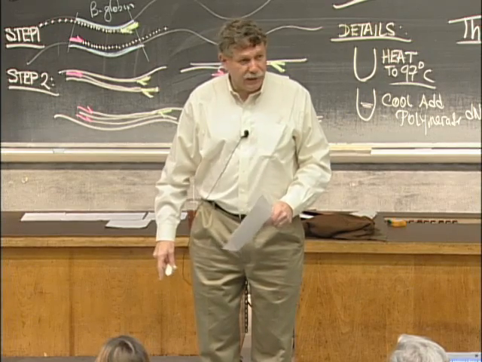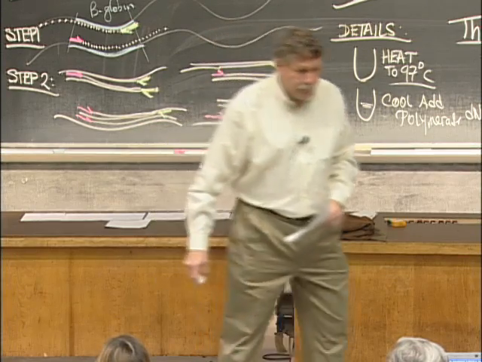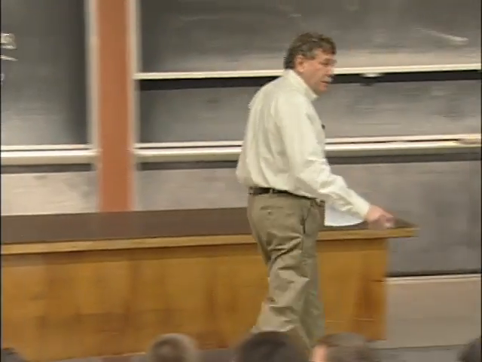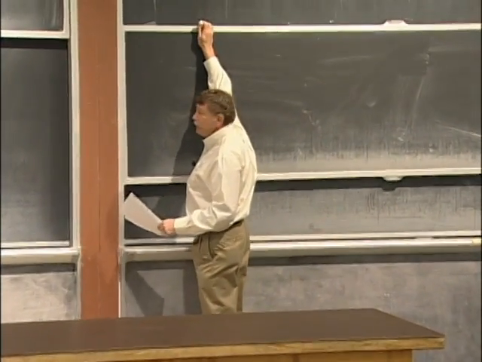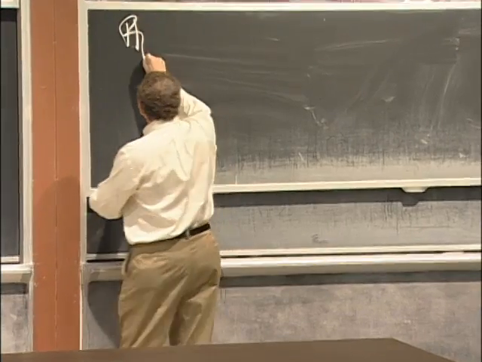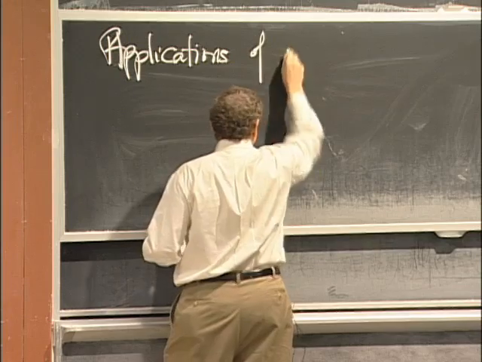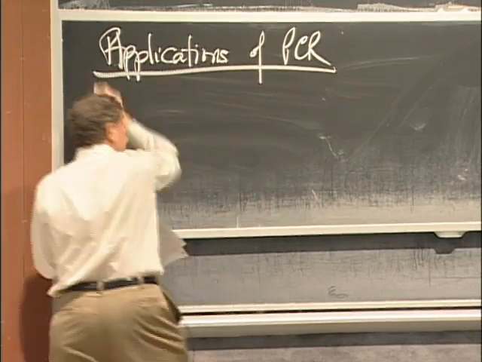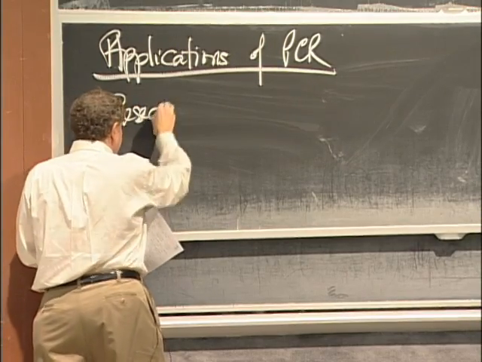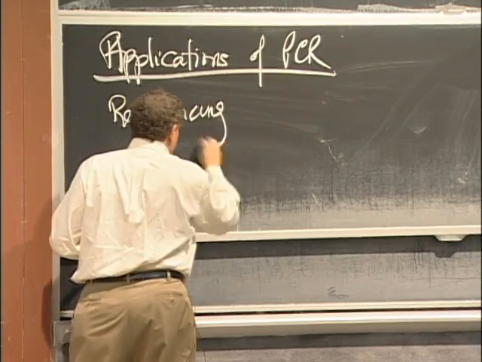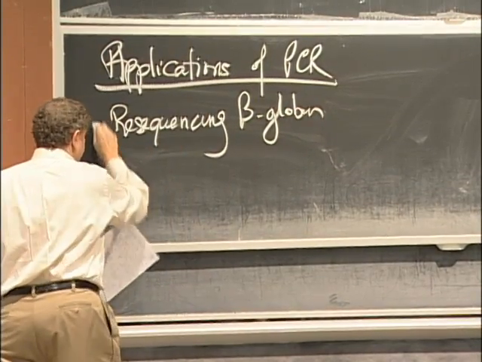Suppose a patient presents with a bacterial infection and you're a physician and you suspect that there might be a specific bacterial infection or maybe a specific viral infection. So, applications of PCR. Resequencing a known gene, yes. Resequencing beta globin, but infectious disease.